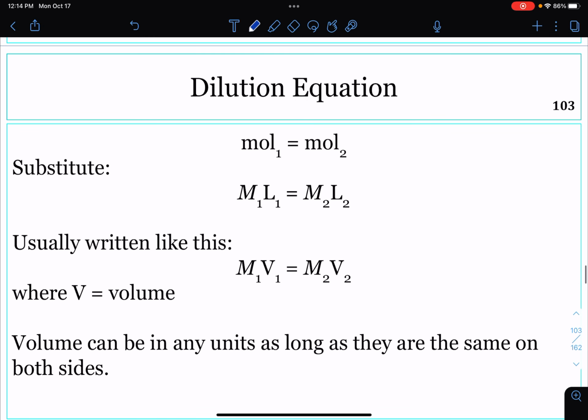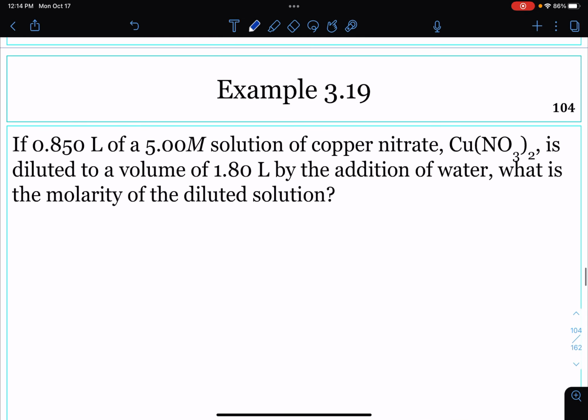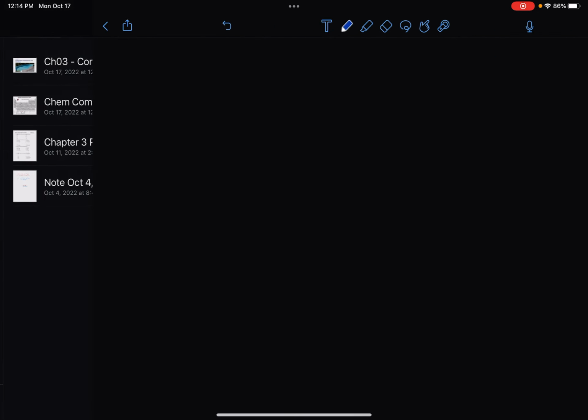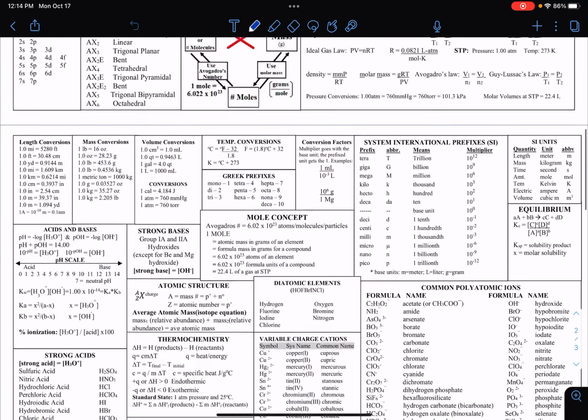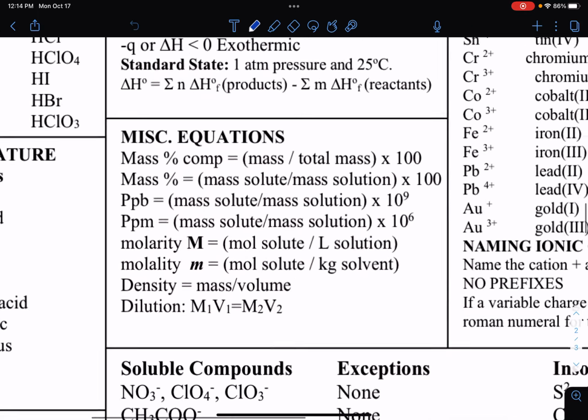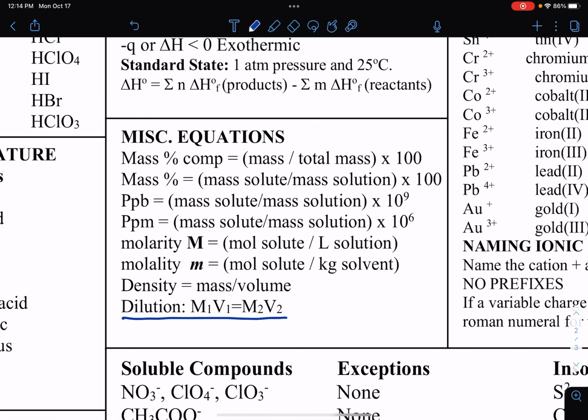We can substitute into the equation our M1L1 is equal to M2L2. However, this equation is usually written as M1V1 equals M2V2, where V means volume. In this equation, the V can be any unit, milliliters or liters, or even gallons or quarts, as long as you're using the same volume unit on both sides of the equation. Let's go ahead and look at our periodic table. Our dilution equation is on the back in our miscellaneous equations box, and it's the very last one.